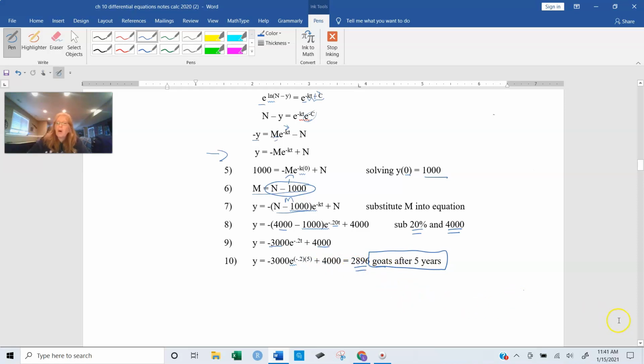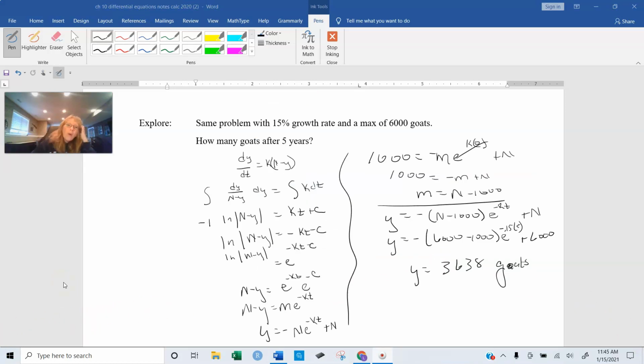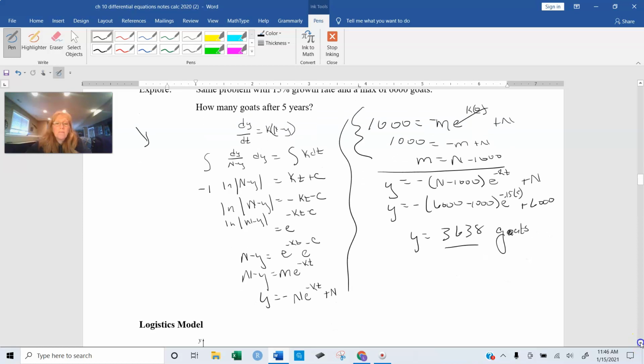Okay, I would like you to pause and do yours. Okay, I hope you practiced the first part. This was identical to page 1, but it's good practice to do your integrals, correct? This here was also identical. So all you had to really do is plug in the 0.15, the 5 years, and the 6,000 goats, and you should have gotten 3,638. If you did not practice this, go back and do so you get your integrals in there correct and your absolute values and your natural logs.